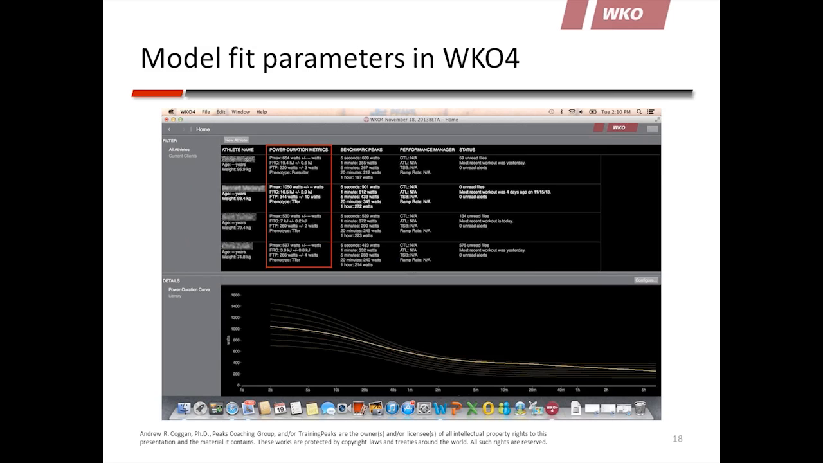So here again, a screenshot from the beta of WKO4, and yep, right there on the home page under power duration metrics, you can see we not only give the values for Pmax, FRC, and FTP, but we also give the standard deviation of the parameter estimates. So you'll always be able to know whether you've got a good fit and you've got a good estimate based on the model, or whether maybe your data are noisy, or maybe the modeling process got lost in the weeds. It fell into a local minima when it was trying to minimize the sums of squares. But you'll always have a feedback in the program as to how much faith to put into these model fit parameters.